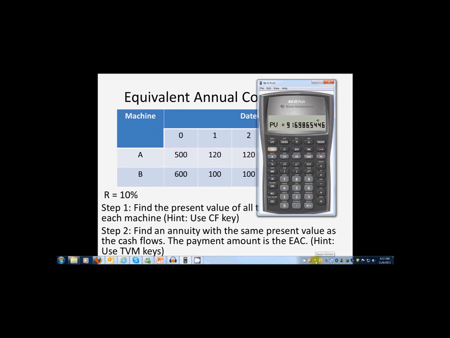So I'm going to hit clear once, I'm going to hit second, clear TVM, and I'm going to enter that as my present value. Now this time N is 4 because this machine lasts 4 years, but I per Y is still 10, and I can compute the payment. The equivalent annual cost of this machine is $289.28. If you recall, the other equivalent annual cost was over $300. So which one would you choose? Well, you'd choose B, of course. It has the lower equivalent annual cost.